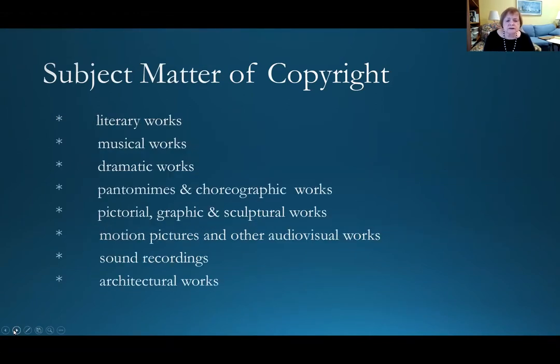Also, I didn't put this on the slides, but if you're curious, copyright.gov is the Copyright Office website. They have a lot of stuff geared toward people who aren't copyright lawyers, and I definitely recommend it.